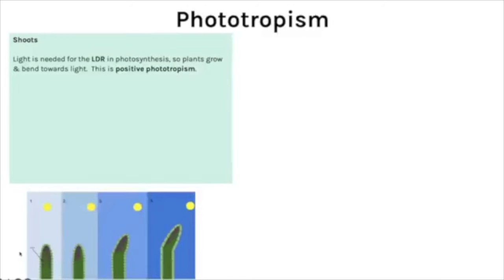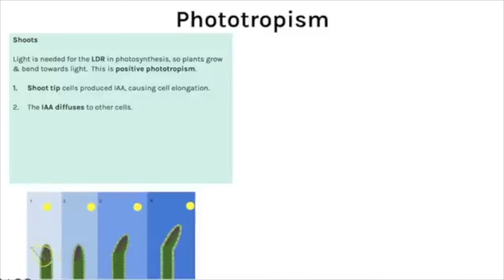Phototropism is the term given to the tropisms where the plant is responding to light. And for shoots, the reason that it improves their survival chance if they respond to light is because light is needed for the light-dependent reactions in photosynthesis. So plants' shoots will grow and bend towards the light source, and this is positive phototropism. Now, the shoot tip cells, as we already said, those will be producing IAA, and that causes cell elongation, causing the shoots to grow upwards towards the light source.